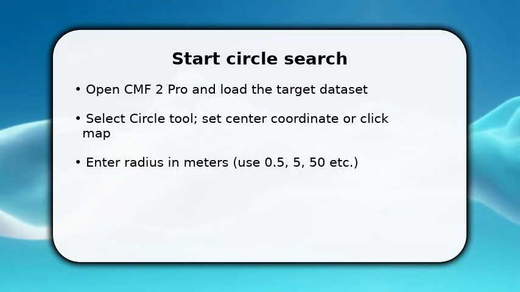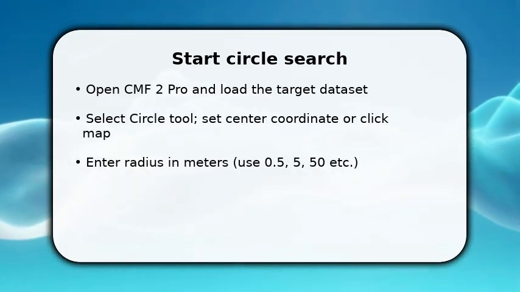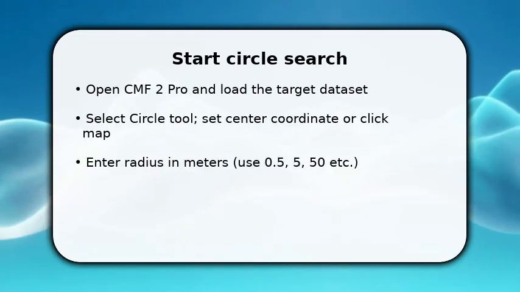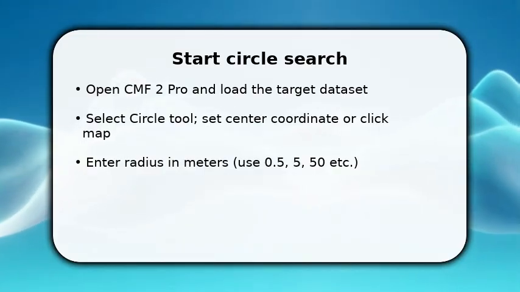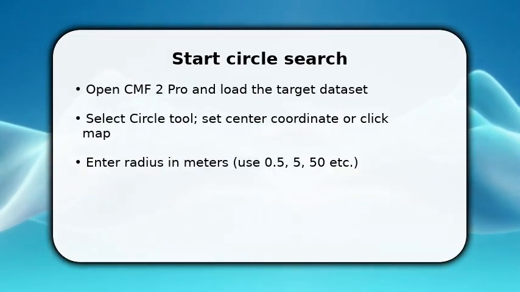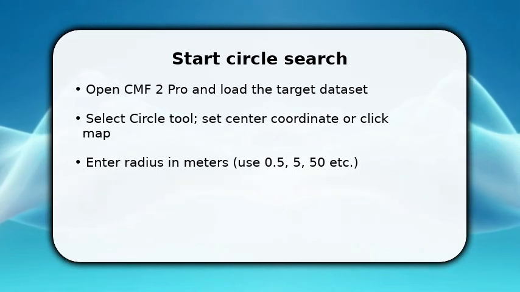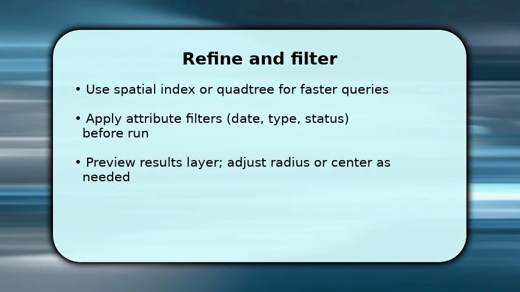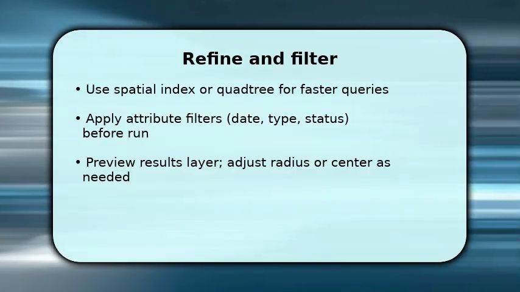Make sure to set the spatial reference to match your layer so distances are accurate, and enable snapping if you need exact placement. Now refine the search. Activate the spatial index to speed the circle query and prevent timeouts on large datasets. Apply attribute filters, date ranges, object types, status fields, so you return only relevant hits.